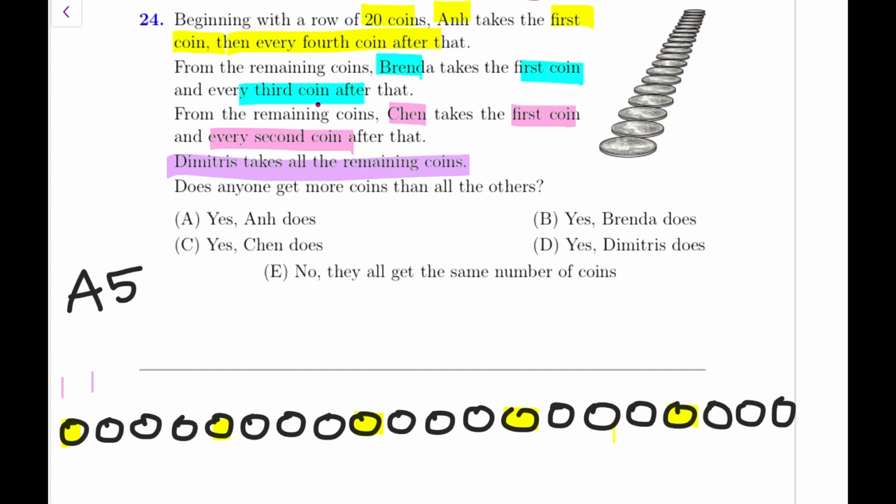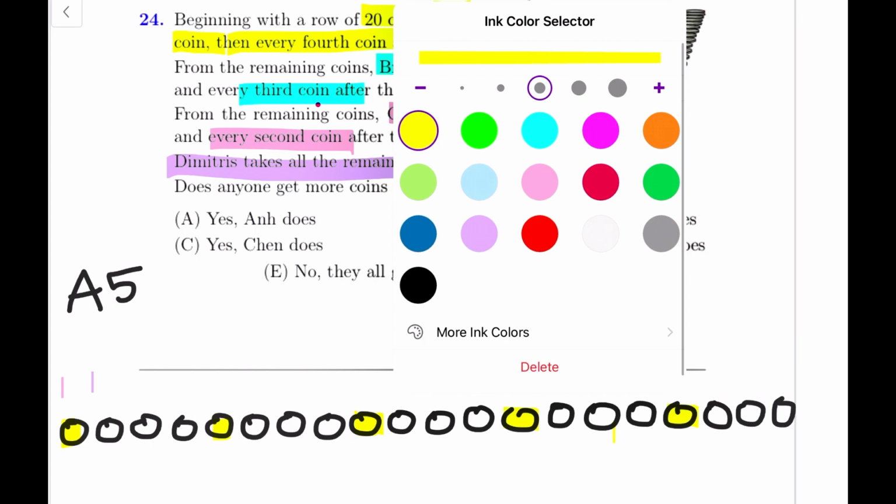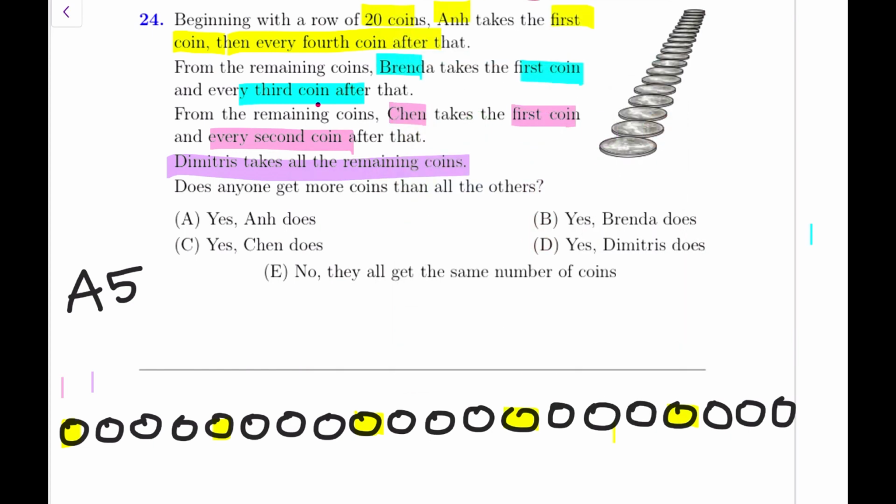All right, let's go on to the next person. Next person is Brenda. Let's take the same color that we chose before. So Brenda takes the first coin and every third coin after that. Now remember, the yellow coins are gone from the series, so we are not counting those. So this is the first coin in the series now. She takes this coin and every third coin. So let's count 1, 2, 3. 1, 2, 3. 1, 2, 3. And she takes all the coins that are marked.